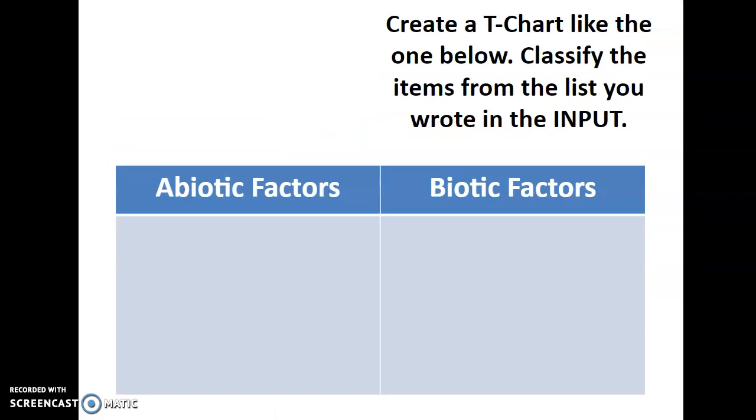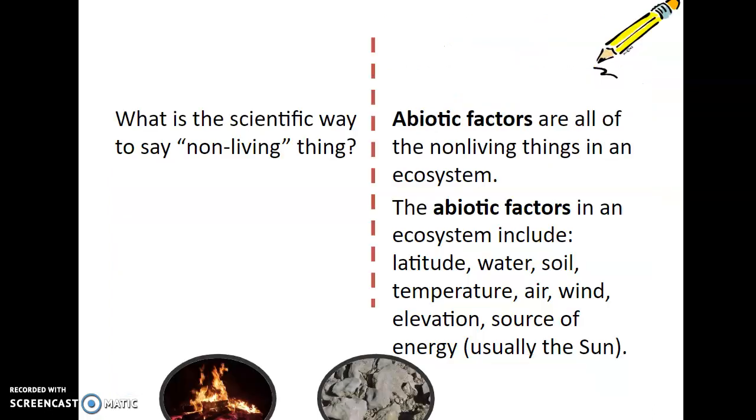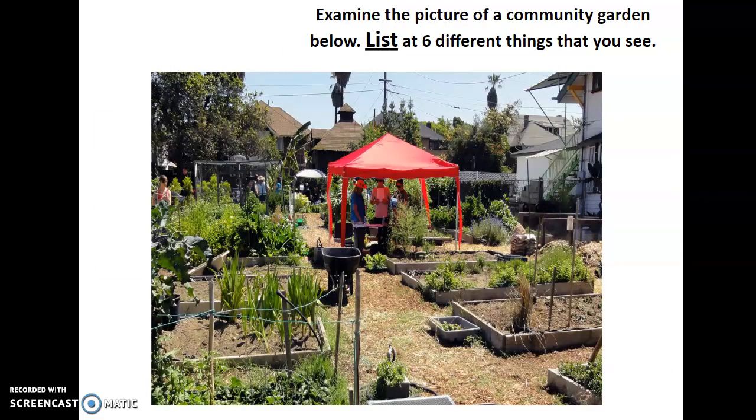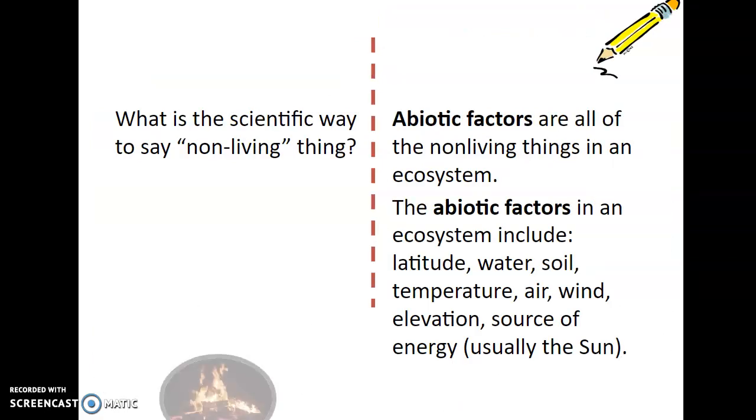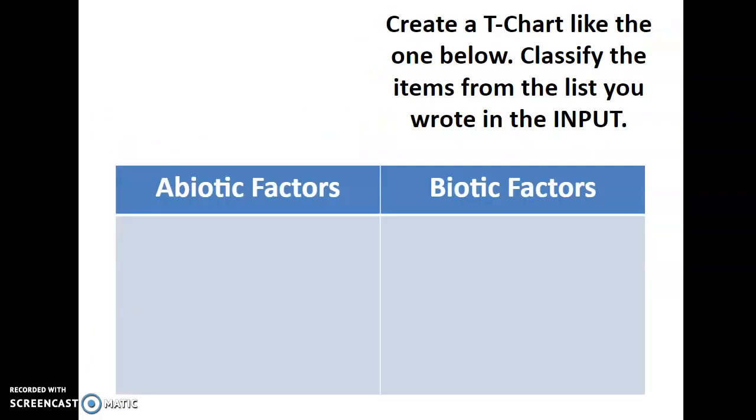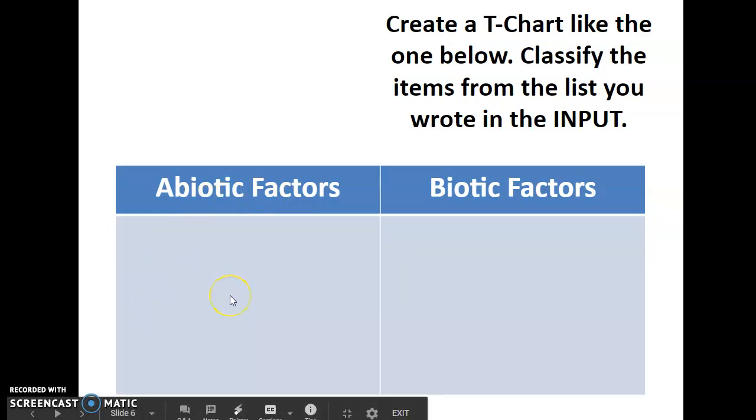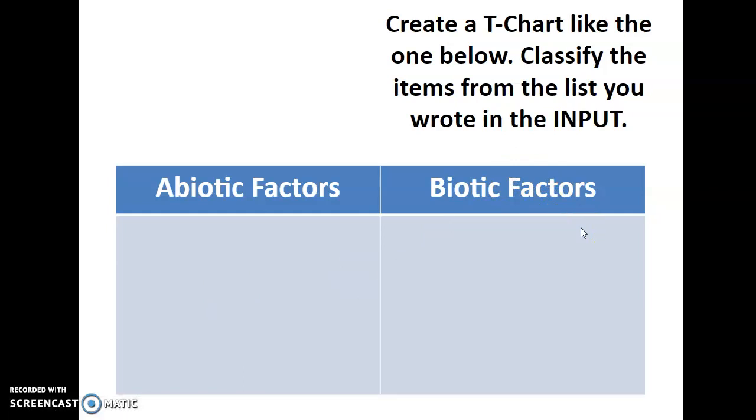So to conclude the end of this first part, I want you to create a T-chart like the one below. And you need to classify the items from your previous list that you saw in your community gardens diagram, this one. These 6 things, I want you to categorize these 6 things in this T-chart. Abiotic factors, so for example, if you said sunlight, you put that in abiotic factors. And if you said plants or humans, you could put that in biotic factors. Once you're done with that, feel free to move on.